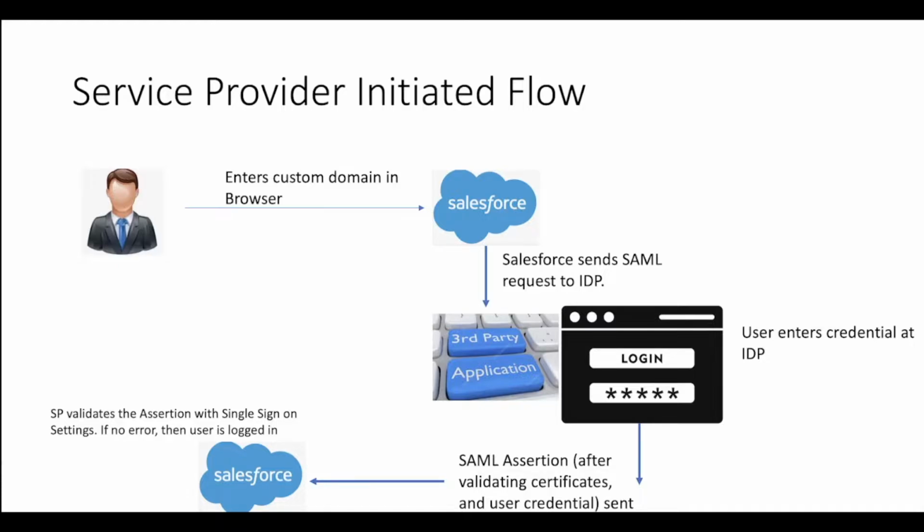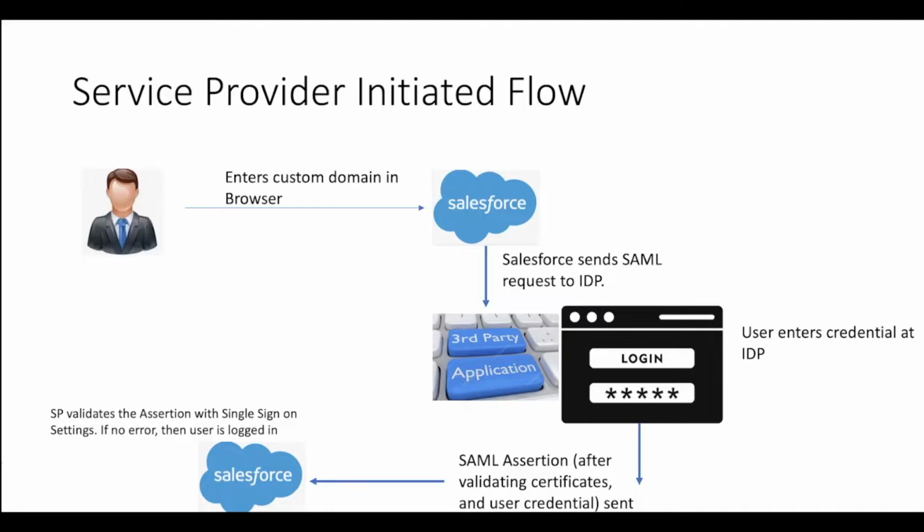Now in the service provider initiated flow, what happens is the user enters a custom domain in a browser. For example, I have a logistic company ABC, then I will enter abclogistic.salesforce.com. So it will redirect me to the IDP login page. One thing to note here is that setting up a custom domain for your Salesforce system is a mandatory step for SSO to work. If you don't have a custom domain, your SSO will not work. That is the first step.